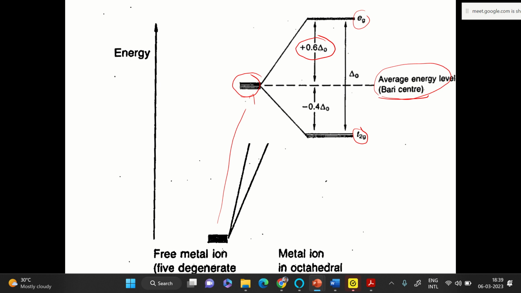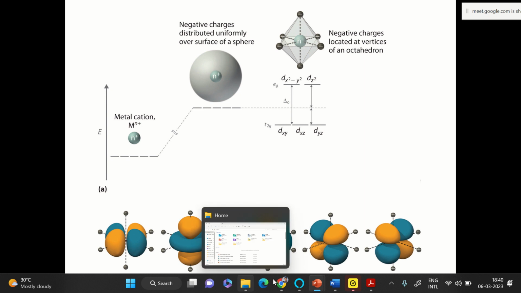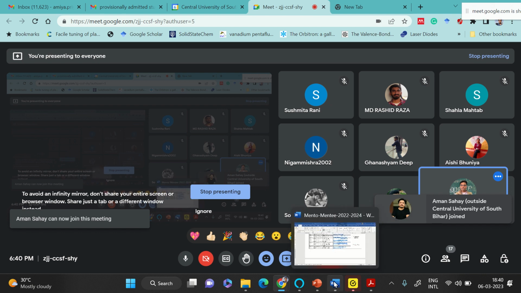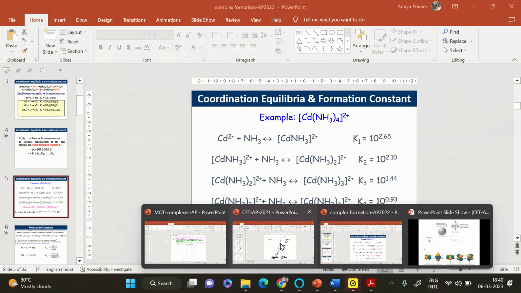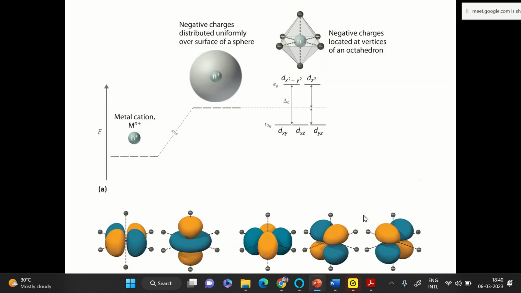So the free metal atom situation is different, right? And directly octahedron. The other view that we had taken for the same thing was this: consider a metal ion, a metal cation, which is subjected to uniformly distributed spherical negative charges, distributed uniformly just like a sphere around the positive ion. So this will be the situation.